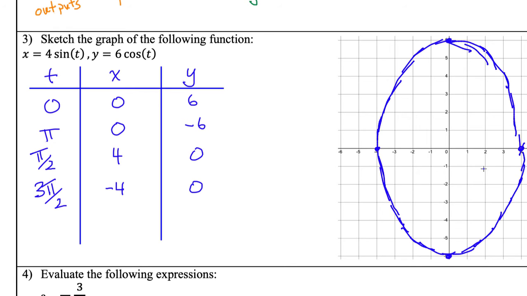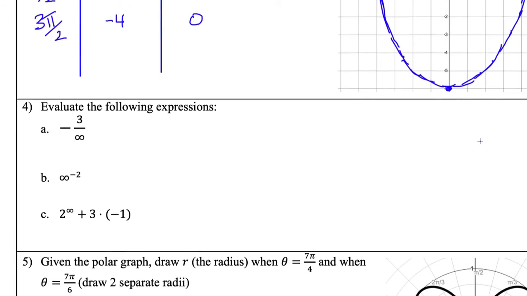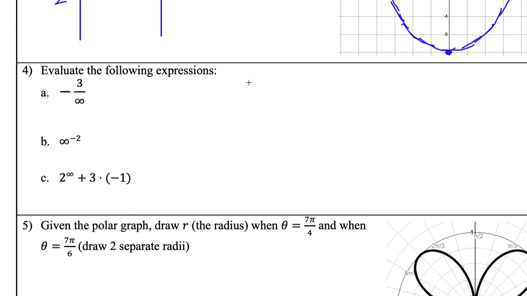This one didn't look too bad. Number 4, evaluate the following expressions. Whenever I divide by infinity, it doesn't matter if it's positive or negative, this is going to be equal to 0. This one's going to be a little bit tricky.